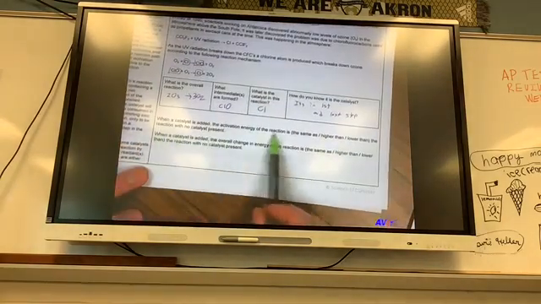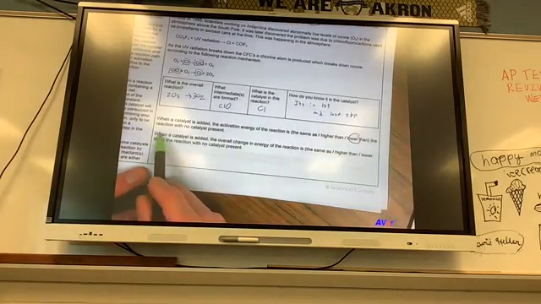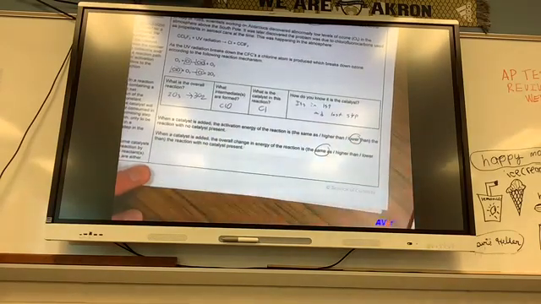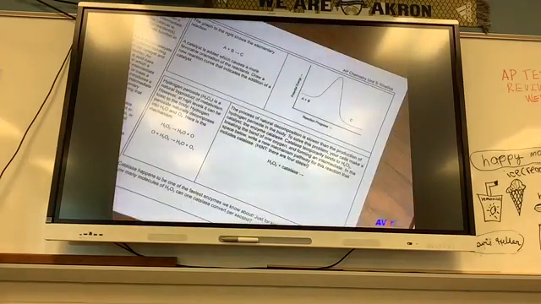When a catalyst is added, the activation energy is lower than with no catalyst. When a catalyst is added, the overall change in energy is the same. If you think of our, what was I thinking of? Like the steel wool and the battery, the amount of energy was the same, no matter with the battery or not. You just had to get it started.